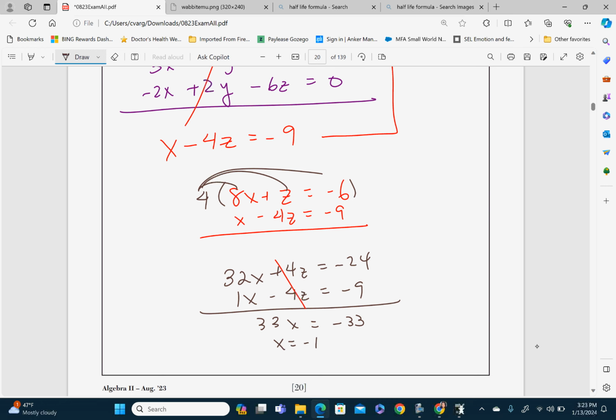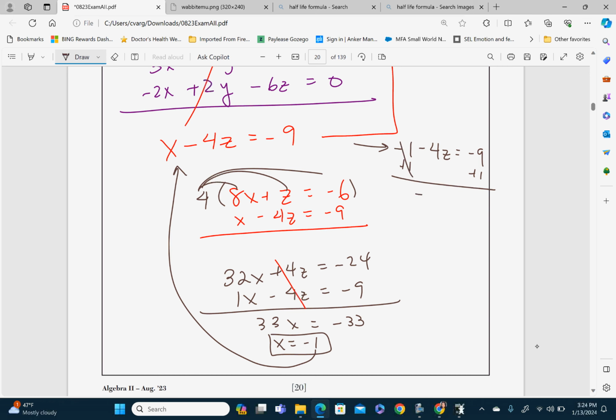Okay, so that's the first one. Boom. So now I'm going to take this x equals -1. I can plug it right in here. So this becomes -1, because x is -1, minus 4 times z is equal to -9. Sure, let's add 1 here, cancels out, so -4z is equal to -8. Divide both sides by -4, and I get z equals 2.